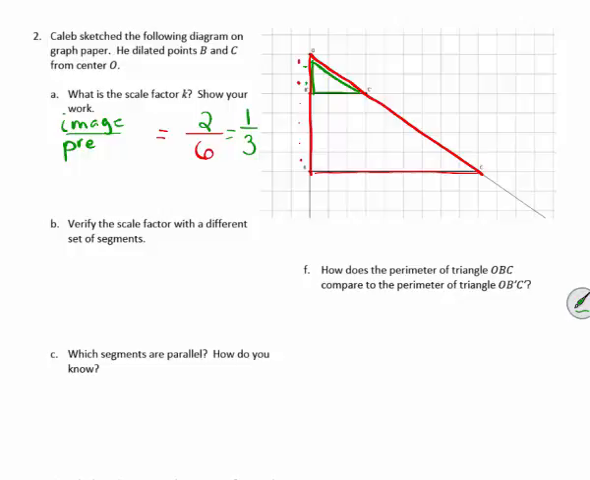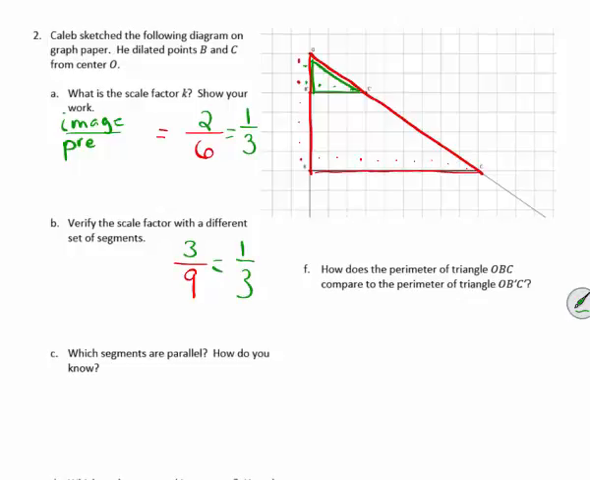Verify the scale factor with a different set of segments. So now I'm going to use the horizontal ones. So again, my pre-image is 1, 2, 3, 4, 5, 6, 7, 8, 9. That goes on the bottom. My image is 1, 2, 3. That goes on the top. 3/9 also reduces to 1/3.